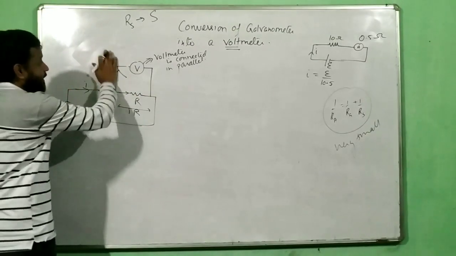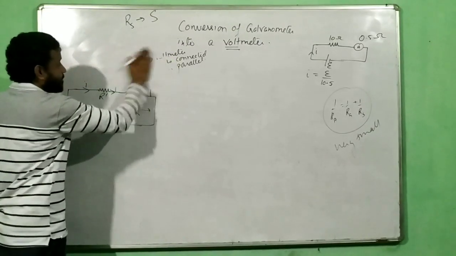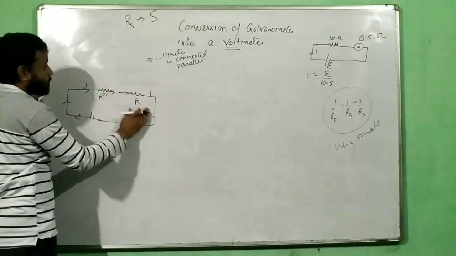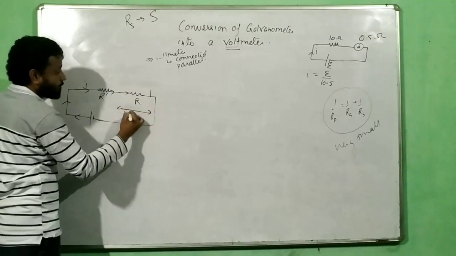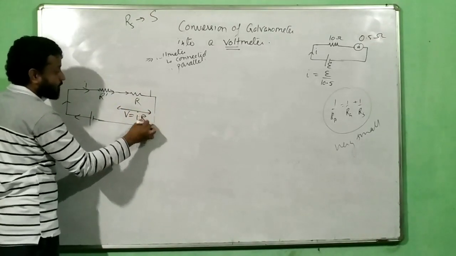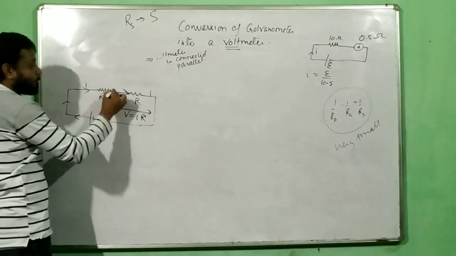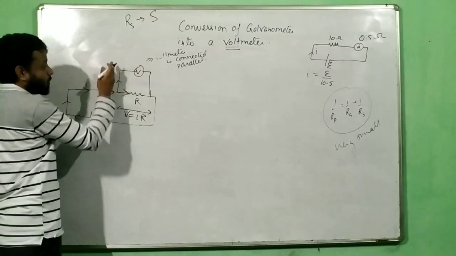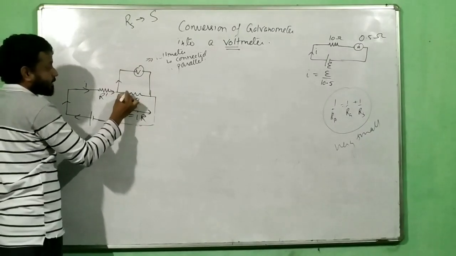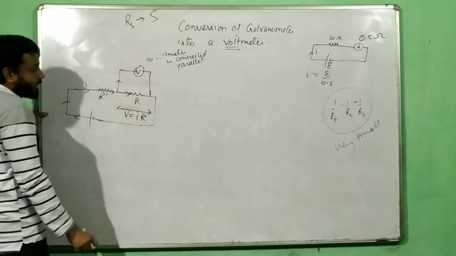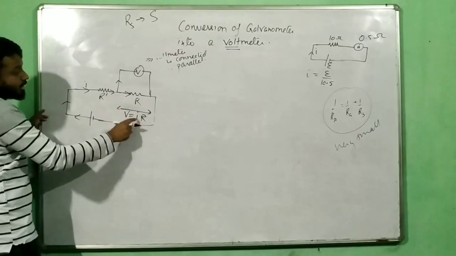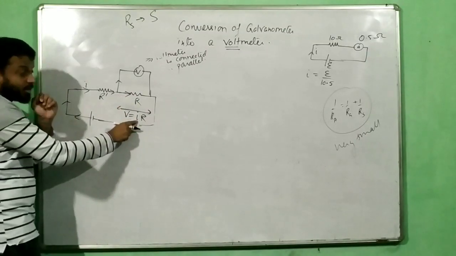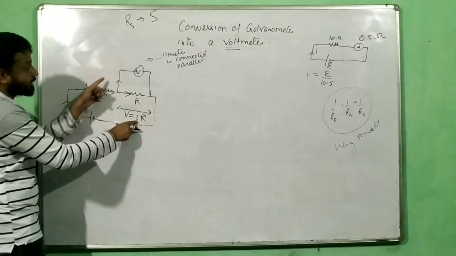That is not the case. Just imagine if this would not have been present over here, I would have got a potential drop of V is equal to I times of R. Correct? But the moment I put a voltmeter over here to measure it, some current goes in that direction and some current continues to go along this direction. But the current which has gone here now has become less than the expected current, correct? Because part has gone in this direction.